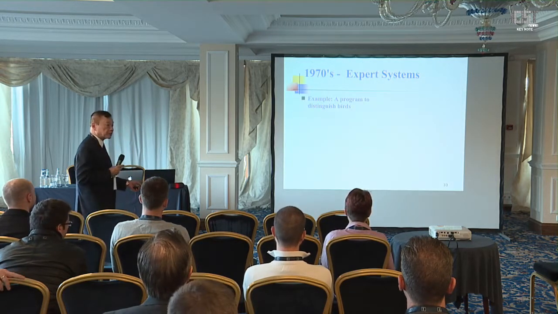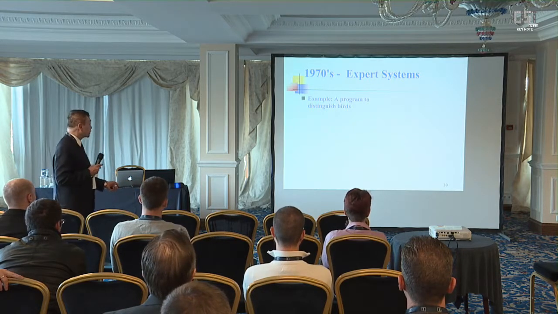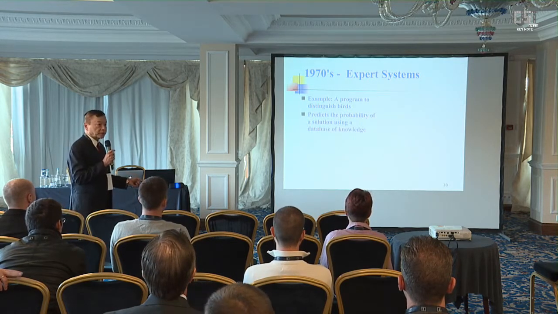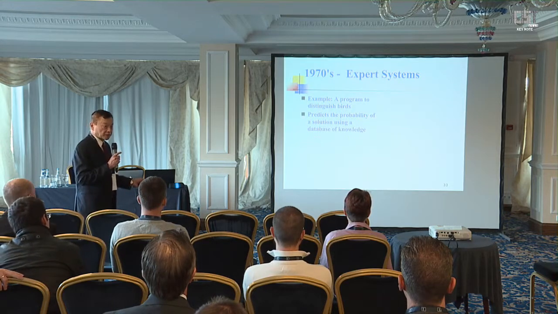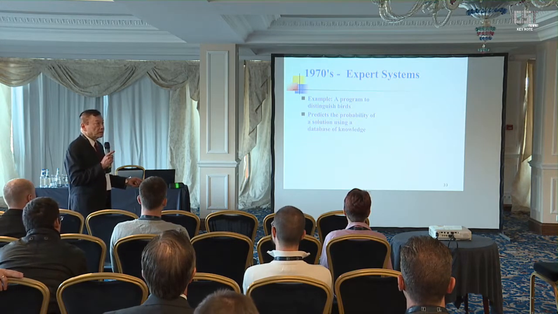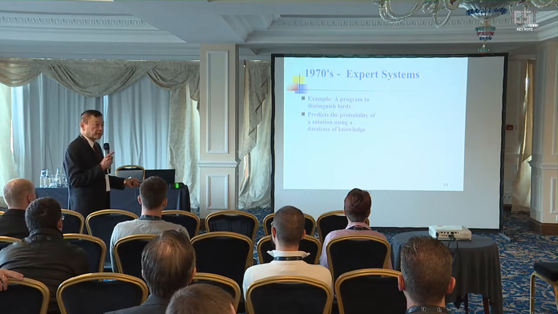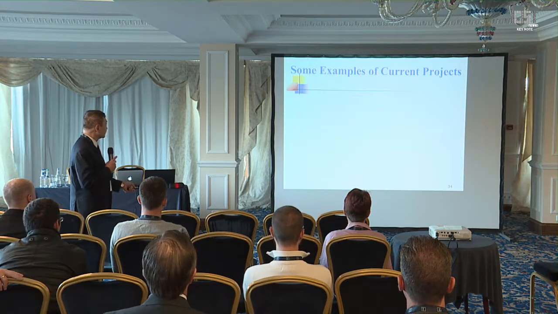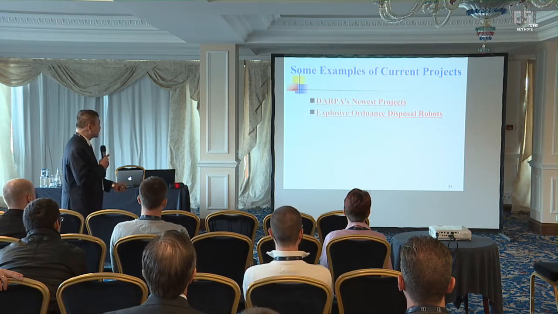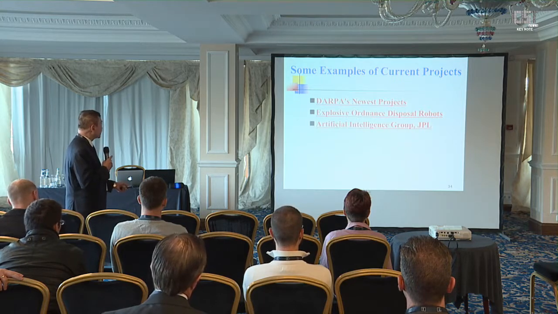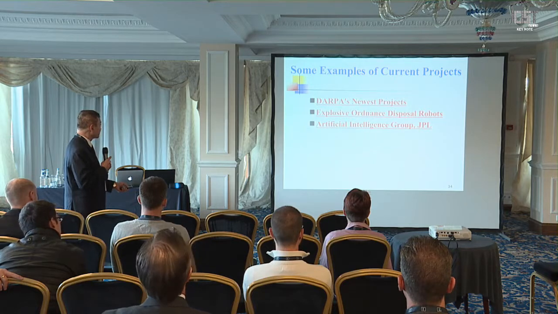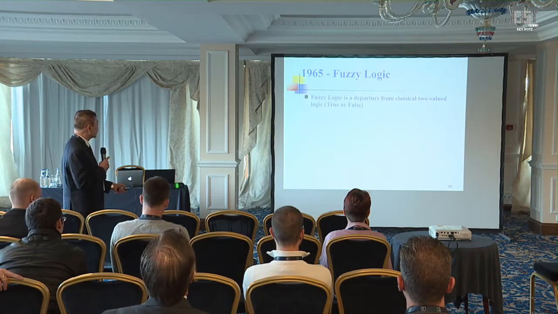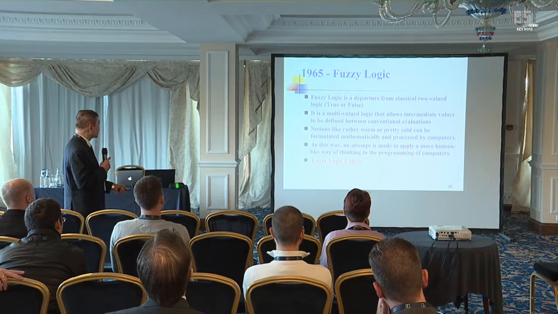Around the 1970s, there were the so-called expert systems, which try to solve problems in a certain area according to expertise. They are very narrow, so now people don't talk about them because they are replaced by more advanced AI aspects, but let me just mention them for a few seconds. There are more examples such as DARPA, and also the Artificial Intelligence Group at JPL. Again, fuzzy logic, which I mentioned before.